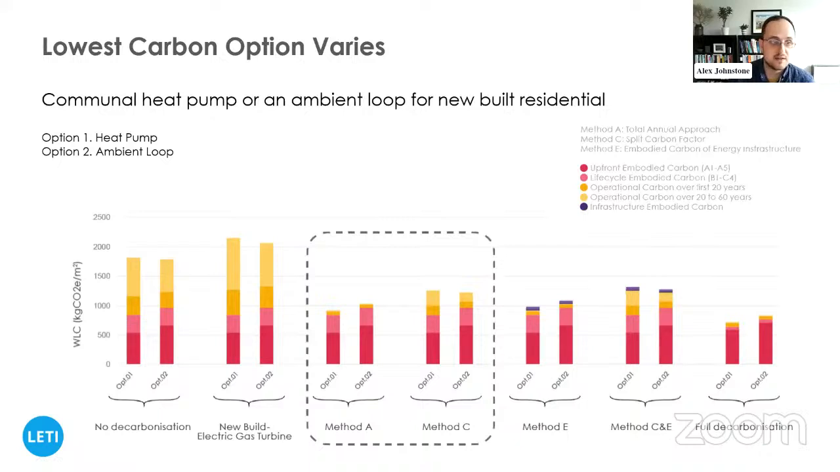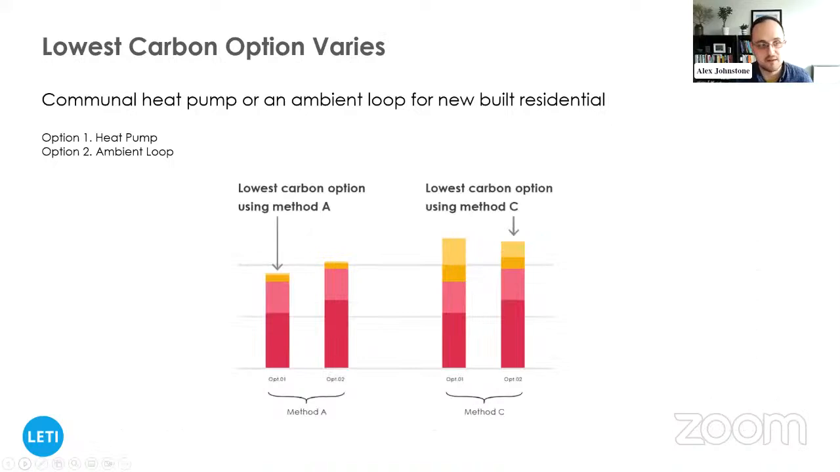So this first case study illustrates where there was a difference in the lowest carbon option. This was a case study that looked at communal heat pump or ambient loop options for a new build residential scheme. In this case, depending on whether you use method A or C, this would affect the option that you'd choose. There's a zoom in on that on the next slide. Thanks, Cara. So with method A, you would choose option 1, and with method C, you choose option 2.